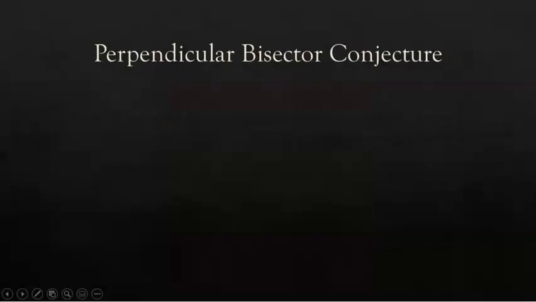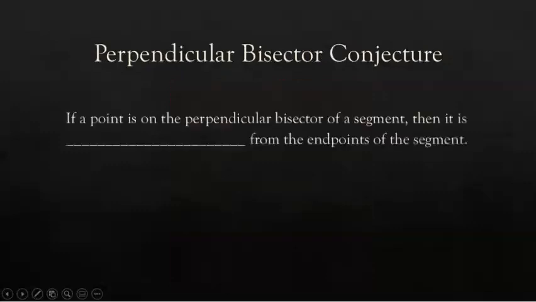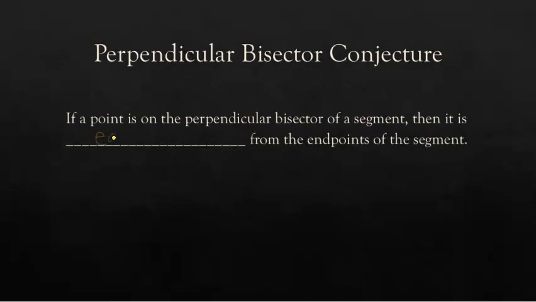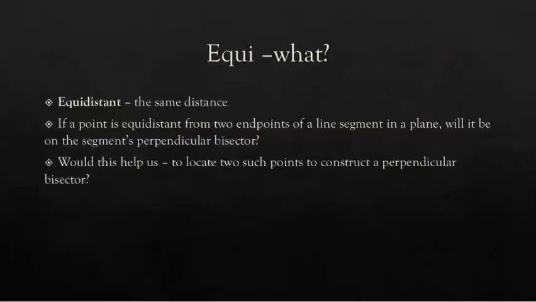So our perpendicular bisector conjecture is that if a point is on the perpendicular bisector of a segment, then it is equidistant from the endpoints of the segment. You could say that it's the same distance. Equal what? Equidistant. It means the same distance.